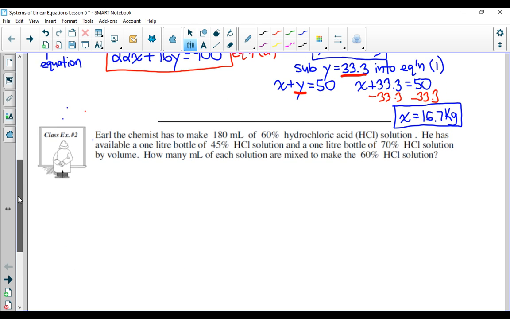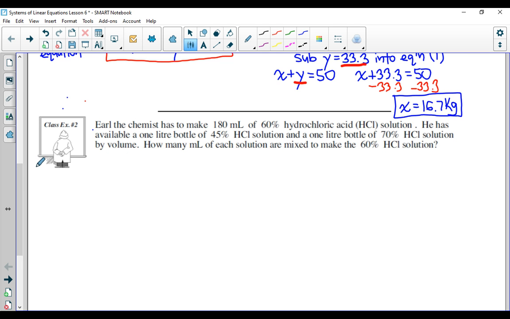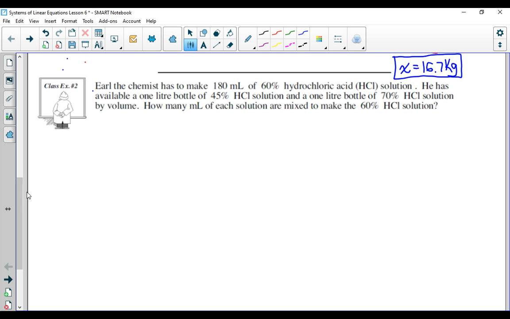Okay, let's go to the second example now. So this one's more of a chemistry question. I mean, I would say more of a chemistry question than a math question, but you need to be able to do the math to actually deal with the chemistry. Okay, so it says Earl the chemist has to make 180 milliliters of 60% hydrochloric acid.